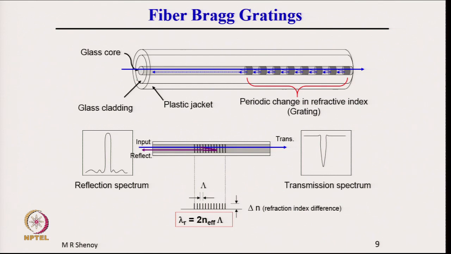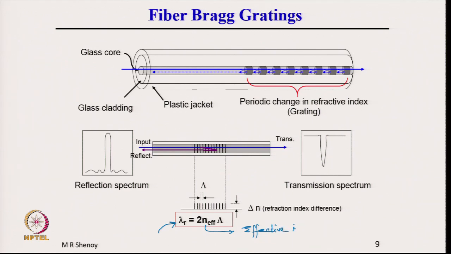It is a fiber with a core, cladding and plastic coating as usual, but in the core there is a periodic refractive index perturbation which has been written by using a grating writing technique. By using UV lasers, it is possible to write a periodic grating in the core of the fiber. What is important for us is that the periodic structure has resonance reflection for one particular wavelength which satisfies the Bragg condition: lambda r is equal to 2 n effective into lambda. N effective is the effective index of the mode.